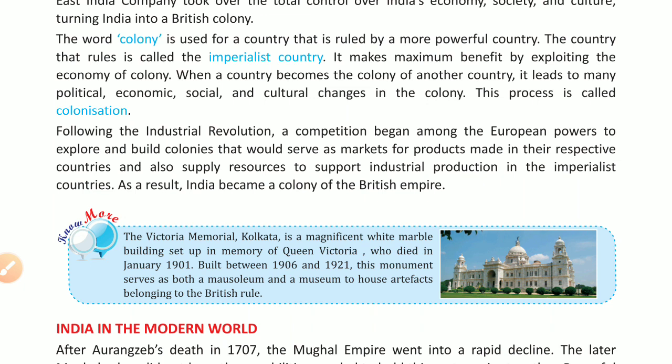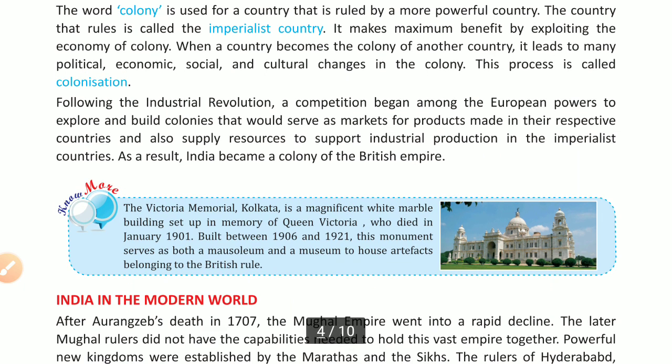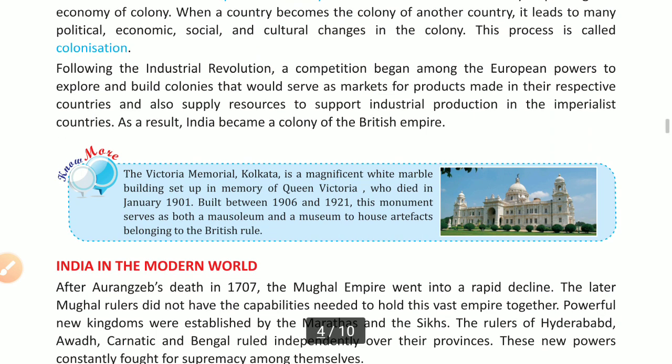This is how many European countries started to make markets in other countries. They wanted to sell whatever products they manufactured in their own countries. For that purpose they came to different countries, and in India also the British came, and our country was captured by the British. It became a British colony, or British Empire.